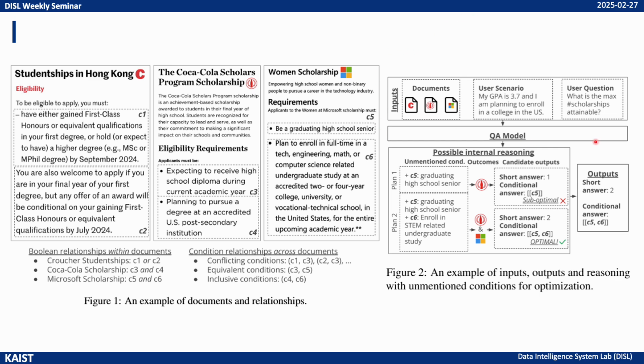They provide 3 inputs to the model: multiple documents, a user scenario, and a user question. Using these 3 inputs, the model has to make the answer by reasoning across multiple documents like this. And then they make 2 outputs. The first one is a short answer about what is the max number of scholarships attainable. And the second one is a conditional answer that meets the user question according to the user scenario.